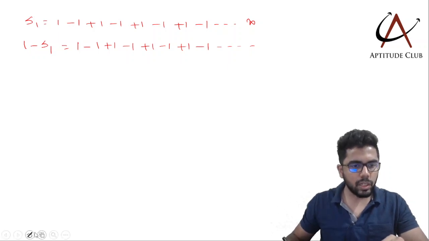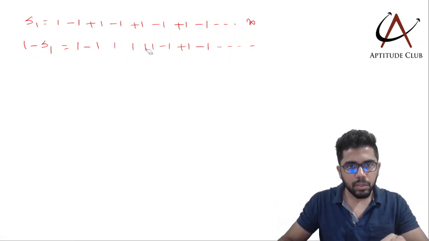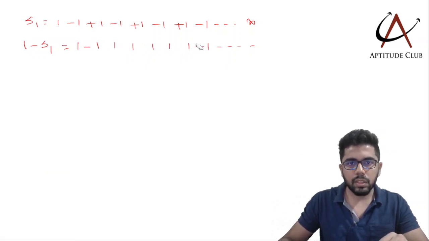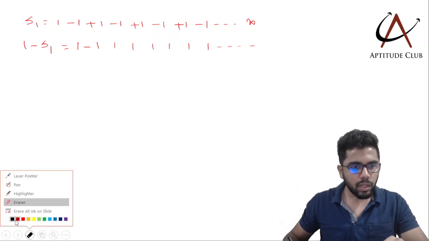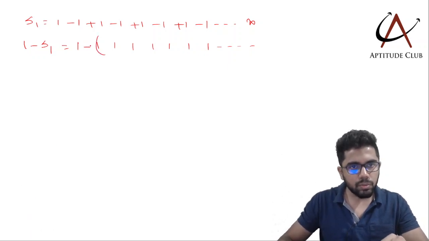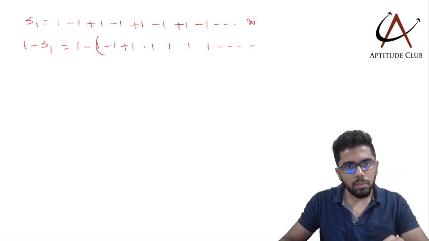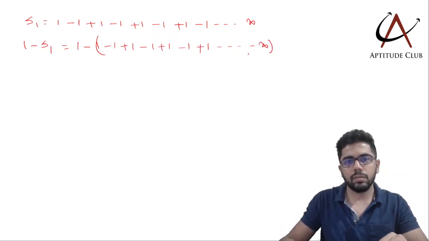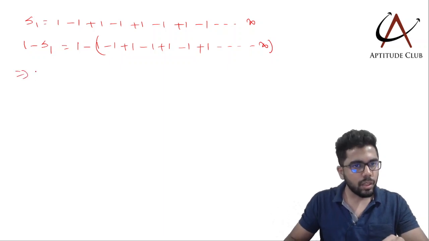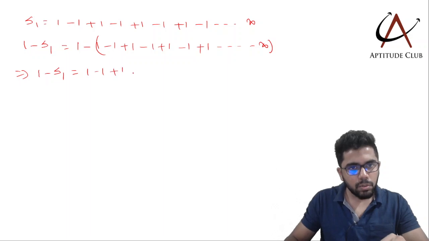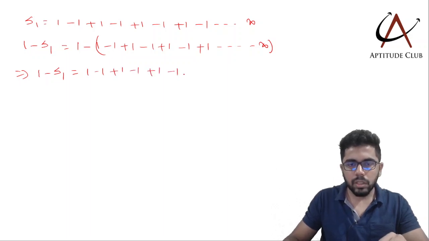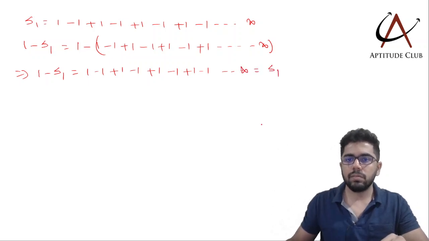You can do it in this way, or else let me write it in this way. Let's not skip any step. Let's explain this properly. 1 minus S1 means I'll do 1 minus S1, let's take the bracket, 1 minus 1 plus 1 minus 1 plus 1 minus 1 plus 1 minus 1, and so on till infinity. So I get 1 minus S1. This becomes 1 minus 1 plus 1 minus 1 plus 1 minus 1 plus 1 minus 1, and so on till infinity, which is again S1.